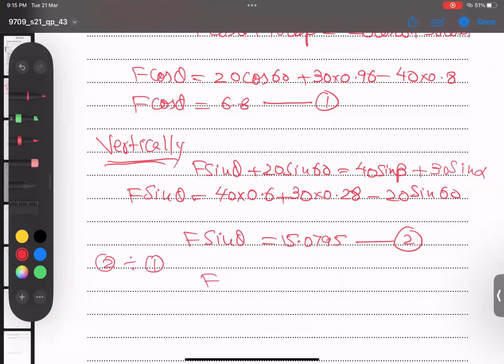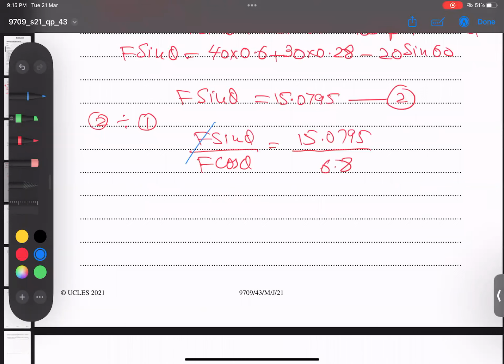So let's start. F sine theta, keep it up. F cos theta, keep it down. 15.0795, keep it up, and 6.8. I repeat, this I kept in the numerator and this I kept in the denominator. All of you know F and F cancel out. And what is sine by cos? All of you know sine by cos is tan. Alhamdulillahi Rabbil Alameen. So I type in the calculator 15.0795 by 6.8. Take tan inverse on the other side and I will get my answer.